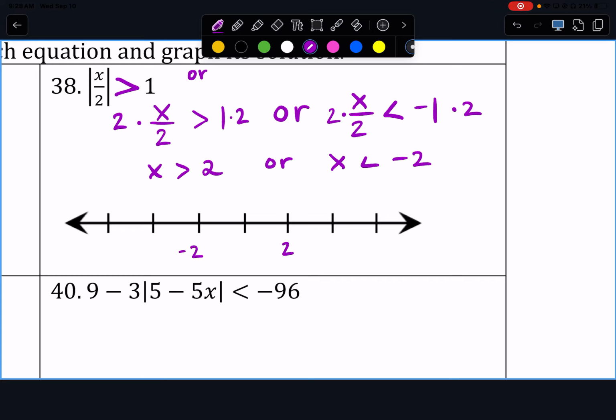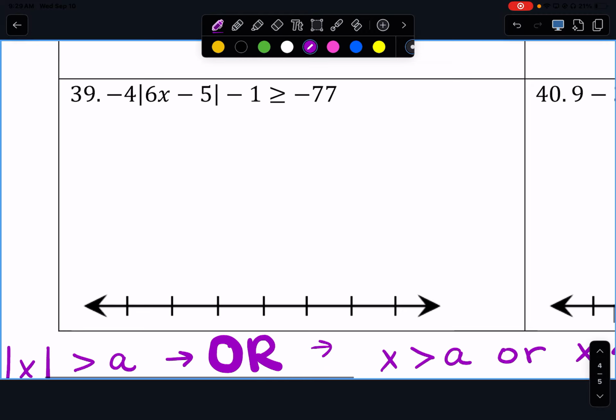And then we do our interval. So we would do negative infinity to negative 2, parentheses or bracket? Parentheses. What do I put in the middle of the 2? Then we do 2 to infinity. And then I want us to look at 39. Okay? 39.